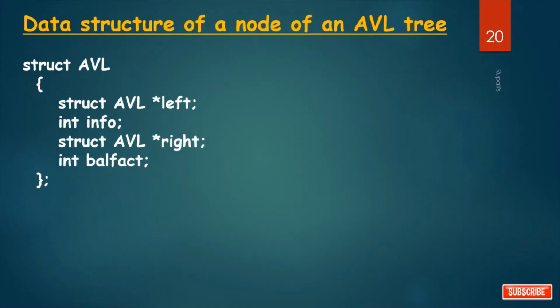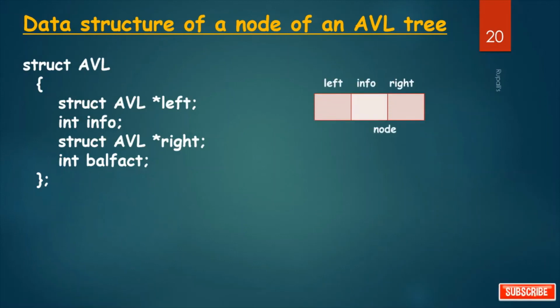Data structure of a node of an AVL tree. We know in case of any tree, the node structure is this. The left field holds the address of the left child, the right field holds the address of the right child, and the info field holds the information. But in case of an AVL tree, there is another extra field, that is the balance factor. This field holds the balance factor of that particular node.